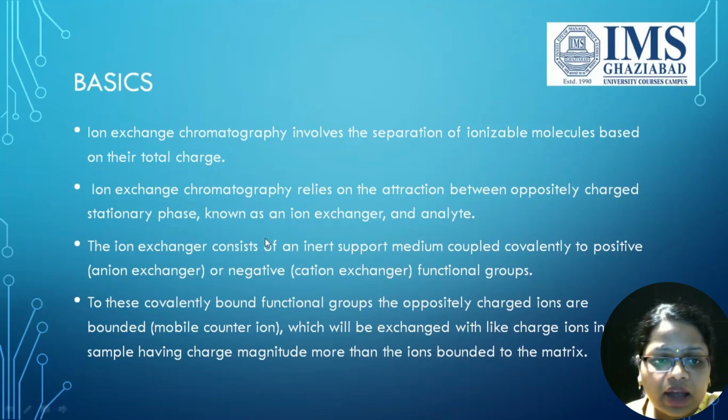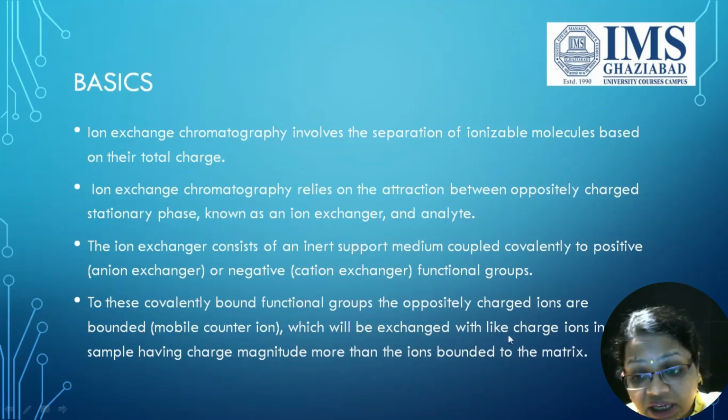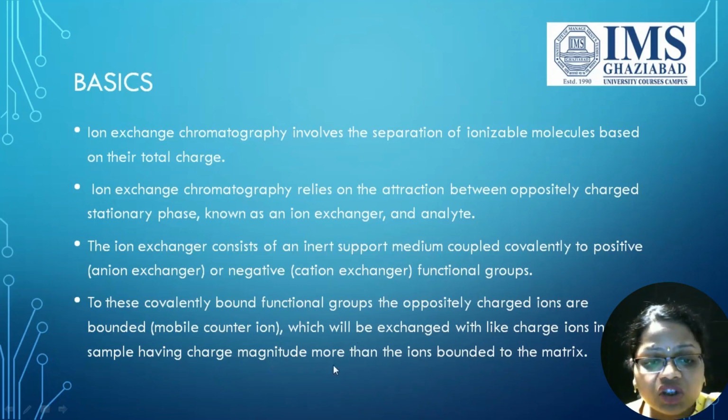Now based on this, the ion exchanger consists of an inert support medium coupled covalently to positive or negative functional groups. So we have the stationary phase, which is known as the exchanger. We have an anion exchanger and we have a cation exchanger, and to them are attached certain groups that we call counter ions or functional groups, which are of course oppositely charged. Now to these covalently bound functional groups, the oppositely charged mobile counter ions are bound, which will be exchanged with like-charged ions in the sample having charge magnitude more than the ions bound to the matrix.